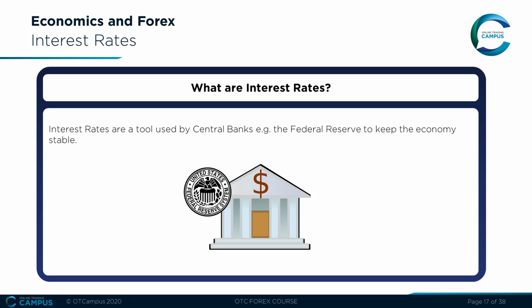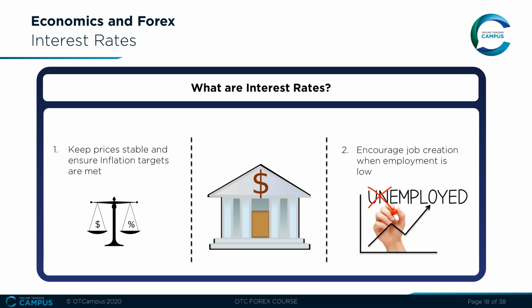Generally speaking, interest rates are a tool used by central banks to keep the economy stable. As we talked about in the US dollar index lesson, central banks have a job. They call this job a mandate. So central banks really have 2 mandates. And they can achieve these mandates by either lowering interest rates or increasing interest rates. Their first mandate is to keep prices stable and ensure their inflation targets are met. These targets are usually between 1.5 and 2% of inflation. And their second mandate is to encourage job creation when employment is low.